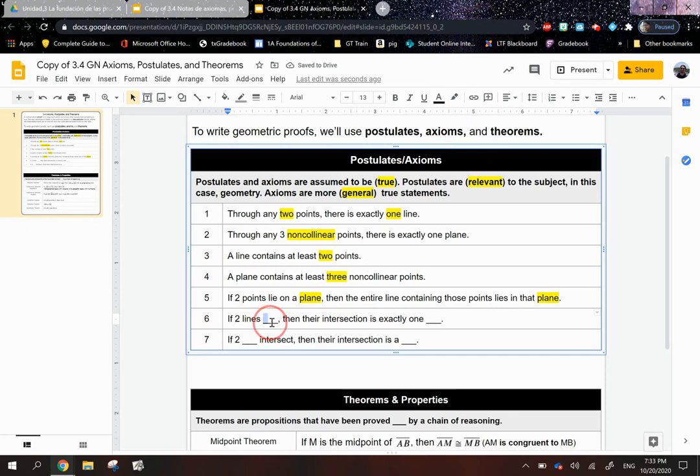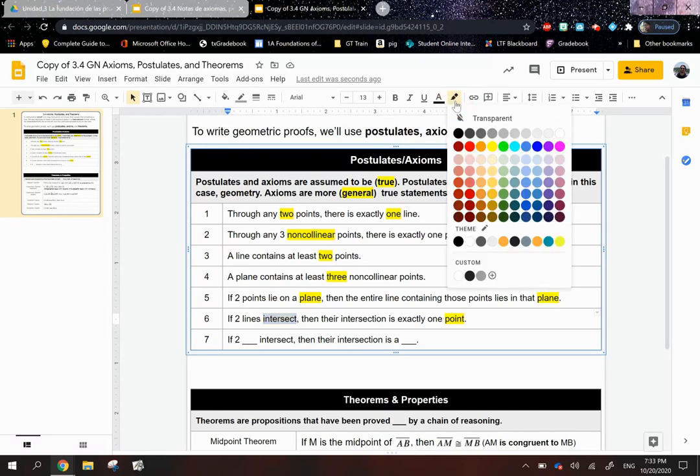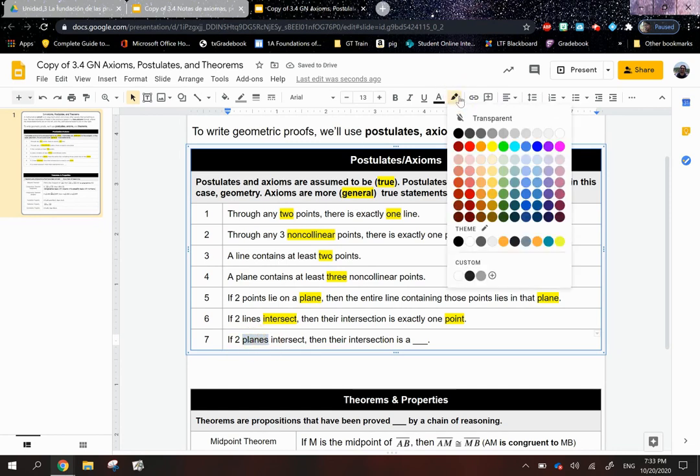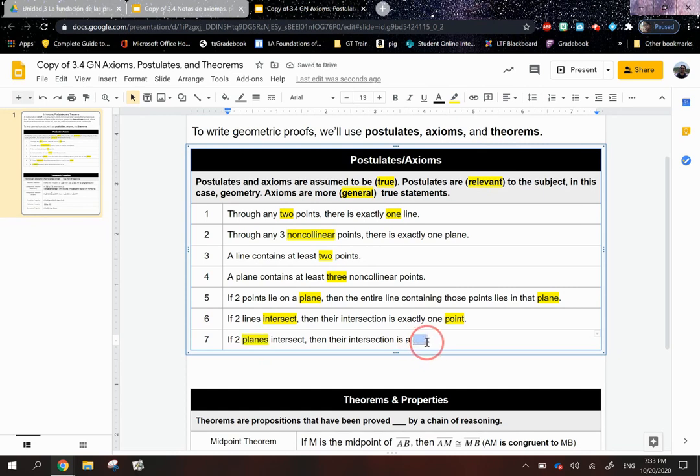If two lines, going on to postulate six, if two lines intersect, then their intersection is exactly one point. If two lines cross, then where they intersect will be exactly one point. Postulate number seven. If two planes intersect, or I have two flat surfaces that intersect, then their intersection is a line. Now remember that these seven statements do not have to be proven true. They are just statements that can be observed to be true. Like postulate number one, through any two points, there is exactly one line. We know that to be true.